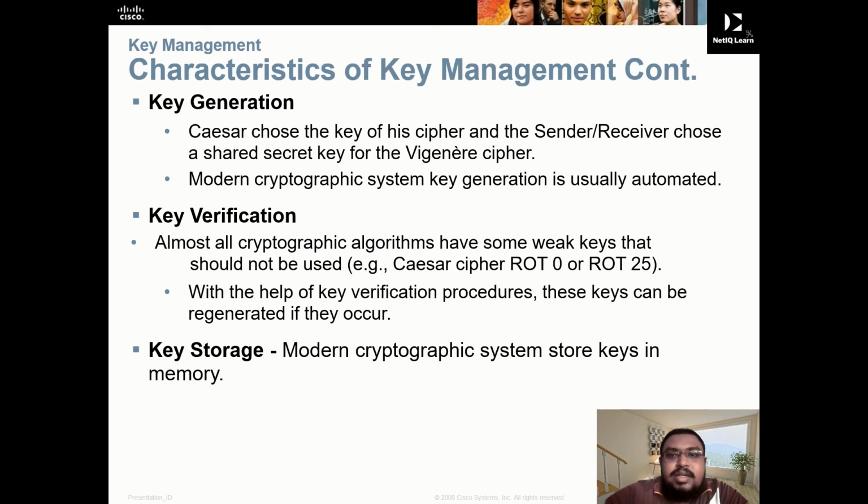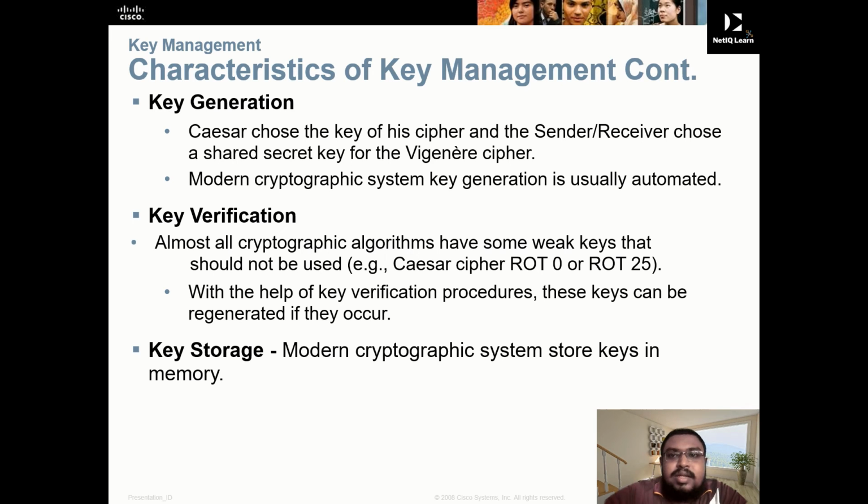Then after a key has been generated, we need to check whether that key is weak or vulnerable to an attack that could uncover the ciphertext. Almost all cryptographic algorithms have some weak keys that should not be used. For example, in the Caesar cipher, ROT0 and ROT25 are considered weak keys. With the help of key verification procedures, these keys can be regenerated if they occur.